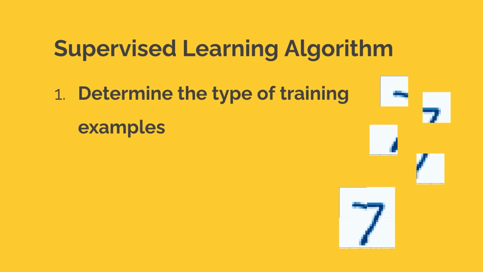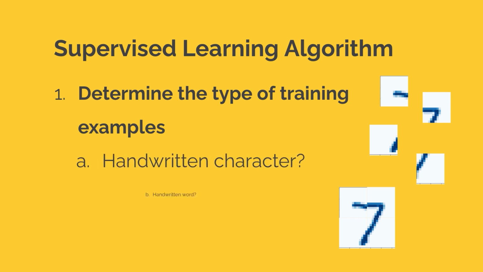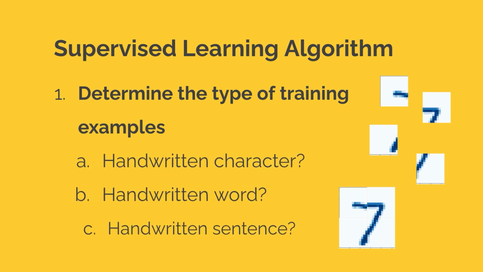The first step to building a supervised learning algorithm is to determine what kind of data you have. What is the type of your training samples? Do you have triangles? Do you have images? Do you have sales numbers? What do you have? Do you have a handwritten character, a handwritten word, a handwritten sentence? You have to get specific.